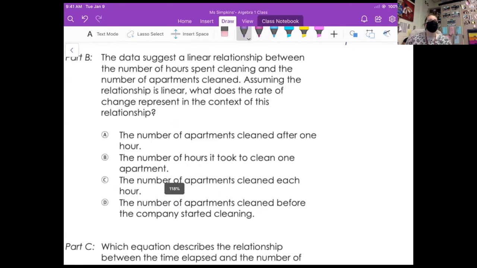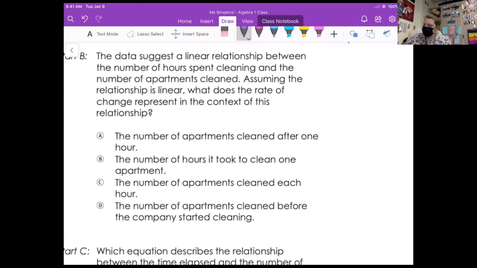So what does the slope represent? Does it represent the number of apartments after 1 hour, the number of hours it took to clean one apartment, the number of apartments cleaned each hour, or the number of apartments cleaned before the company started? C, correct, yeah. So my slope here represents the amount of apartments cleaned each hour.